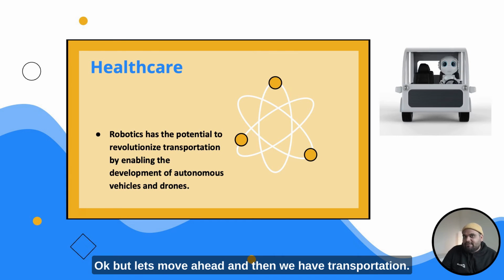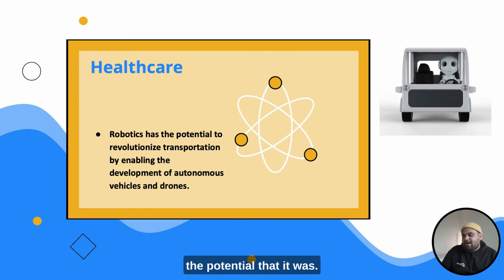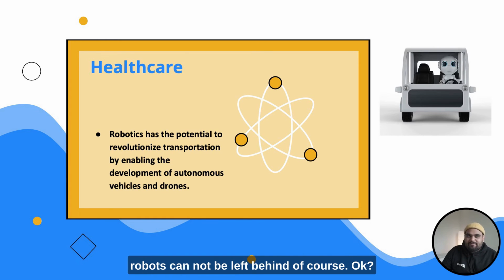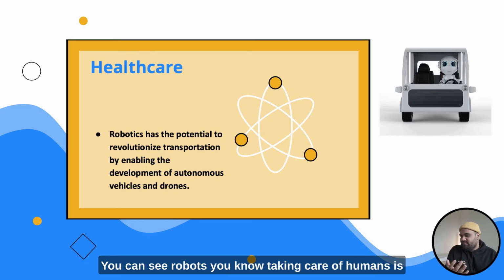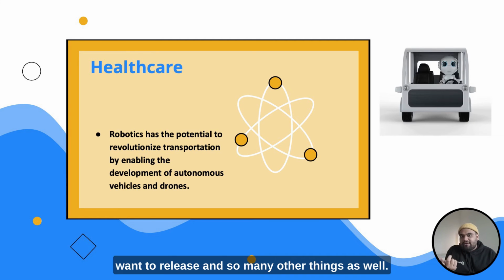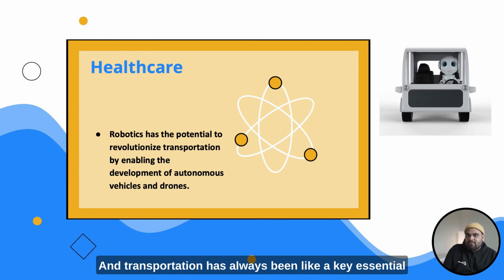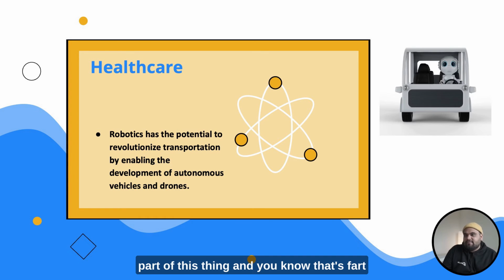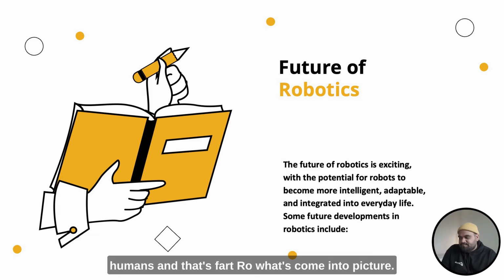And then we have transportation. Everyone knows about transportation and the potential that it holds. Self-driving cars have taken shape in so many areas, in so many ways, that robots cannot be left behind, of course. You can see robots taking care of humans, making sure that humans are reaching where they want to reach, and so many other things as well. Transportation has always been a key essential part of this, and that's where robots come into the picture.